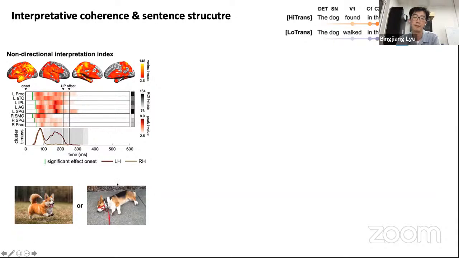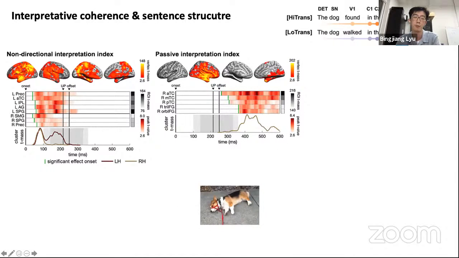Significant effects are found in both hemispheres, and the most involved regions are the left ATL, IPL, and the precuneus, which fall in the default network. So this is quite interesting, given the recent claims that the default mode network integrates external information with internal prior knowledge to make sense of an external input, such as speech. And with the recognition of the main verb, we found the effects of the passive interpretation index for the finally resolved passive interpretation in the right hemisphere, which appeared immediately after the recognition of the main verb.